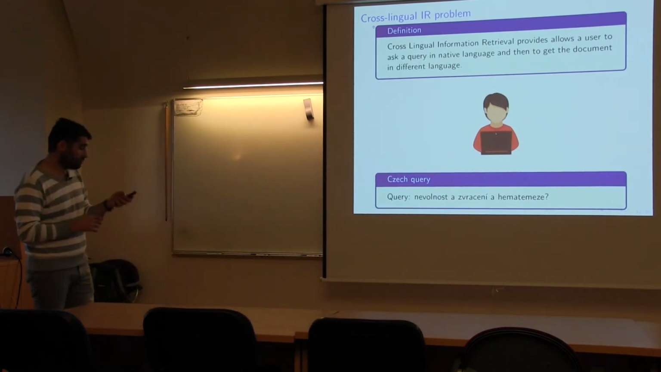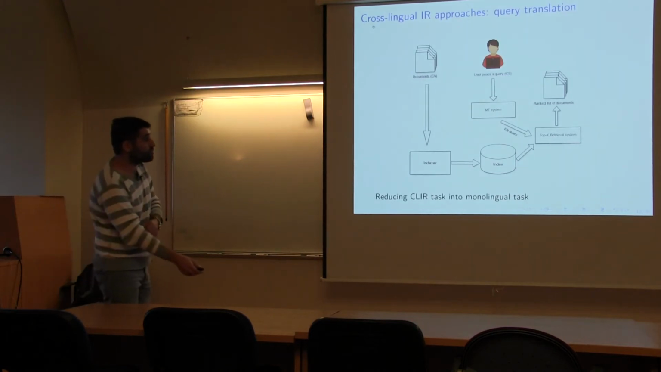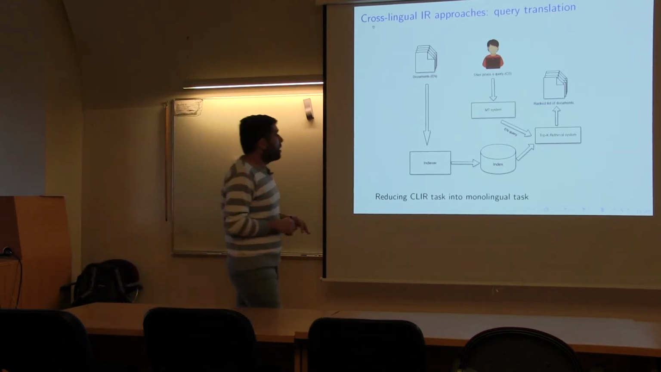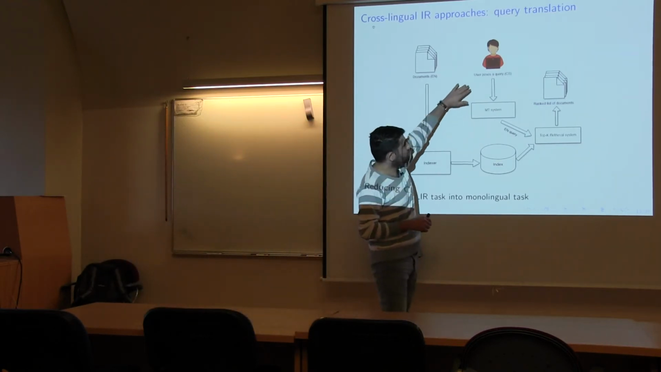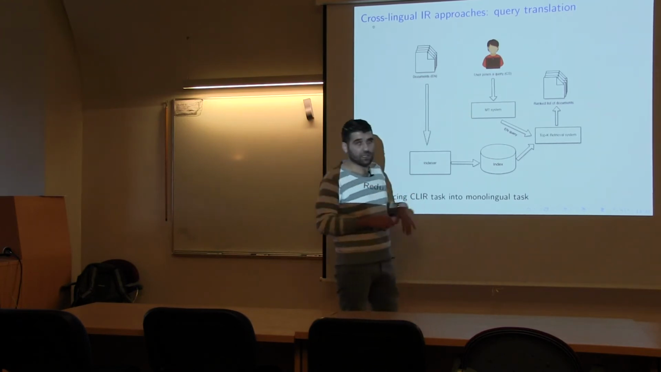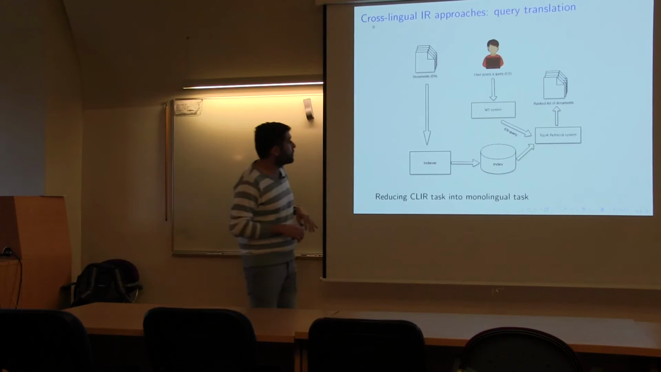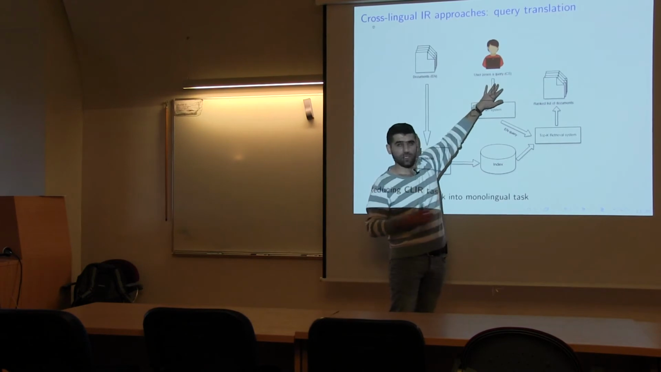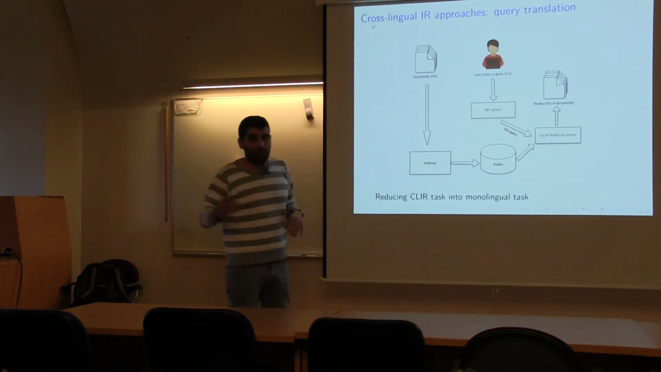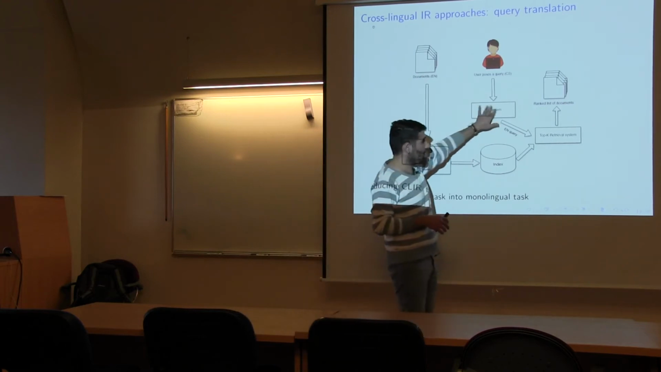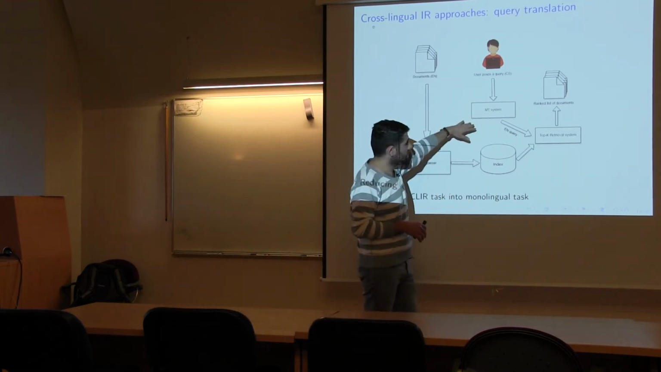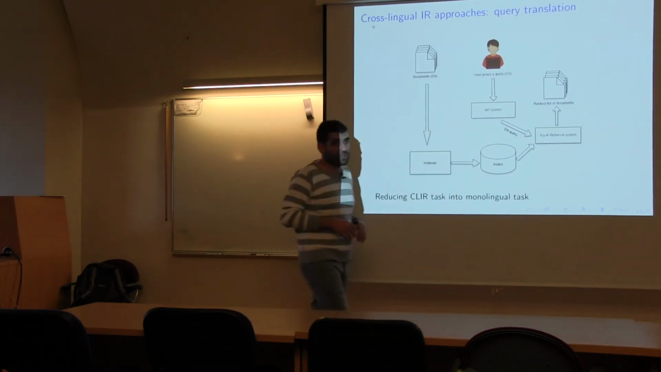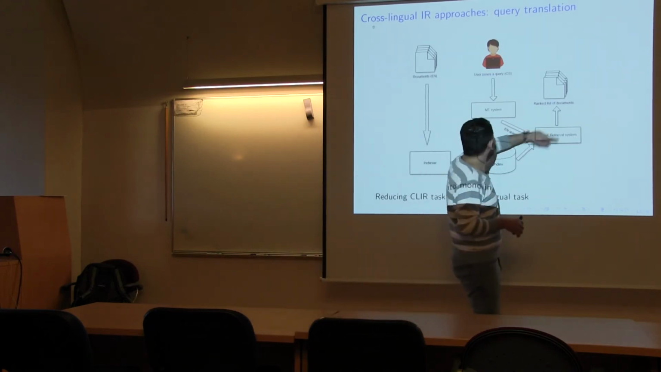So what we do, maybe the easiest solution. Here I have some Czech query. I use some MT system to translate this query into the collection language. Here it is English, but I don't speak English; I speak Czech. So I translate the query into English using some MT system. Then I send this translated English query to the IR system, and then I get a list of documents. As you can see, these documents are in English.